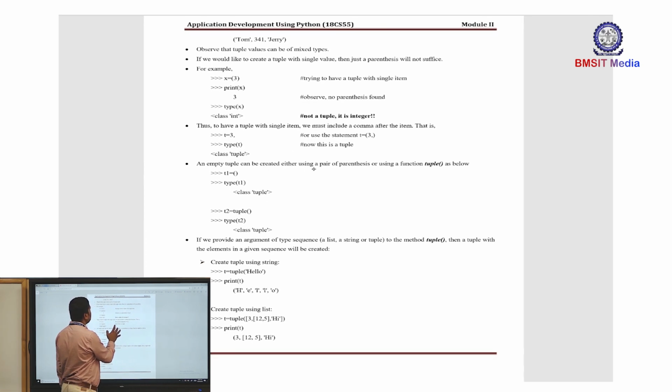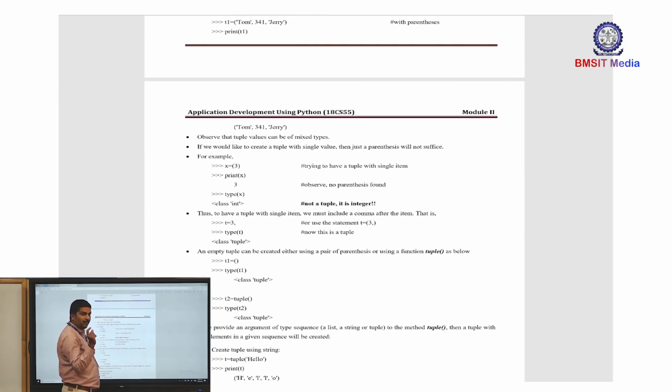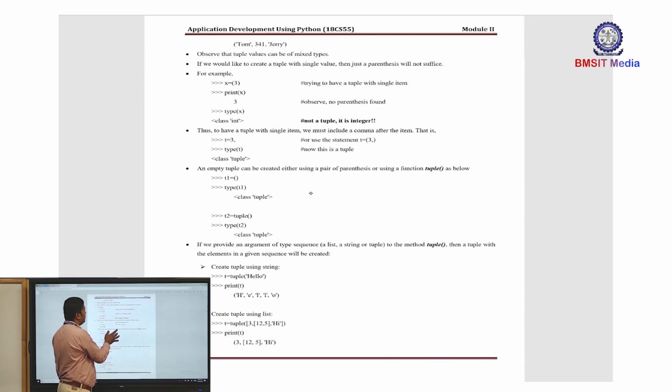Next, how to create a tuple with a single value. This is an example for it. X is equal to 3, with a common bracket, I will give the single element. What is the single element here? I am trying to create only a tuple with the value 3. If I print the x value, I will get 3 as the output.